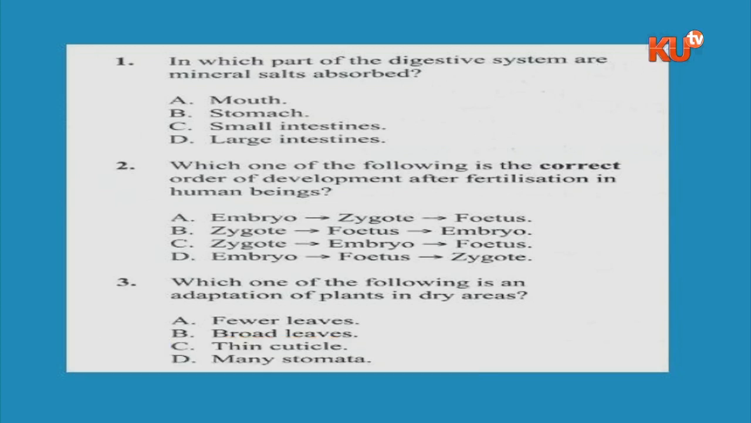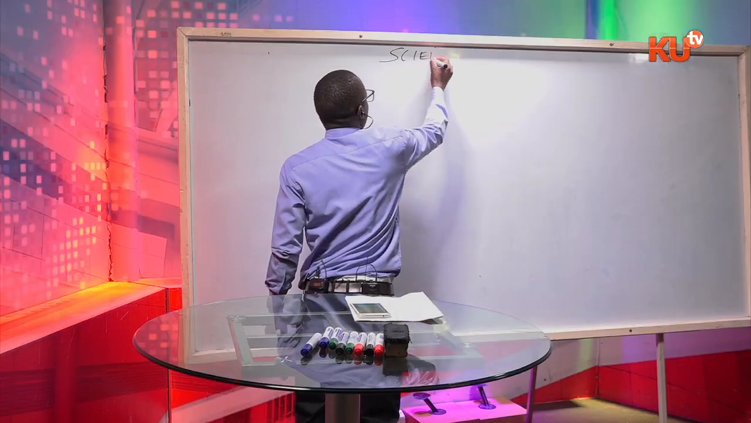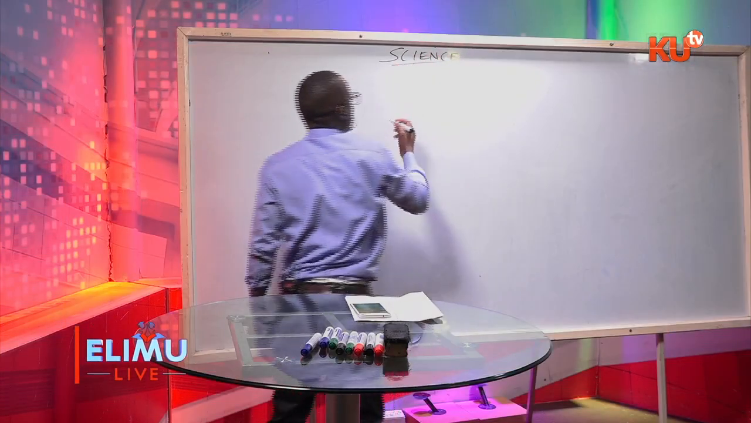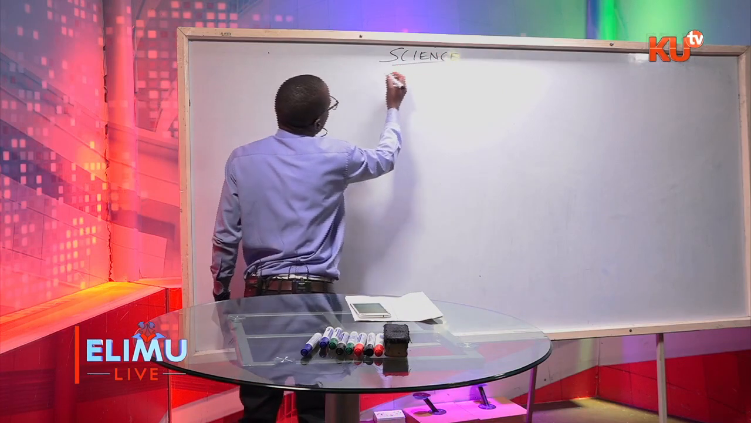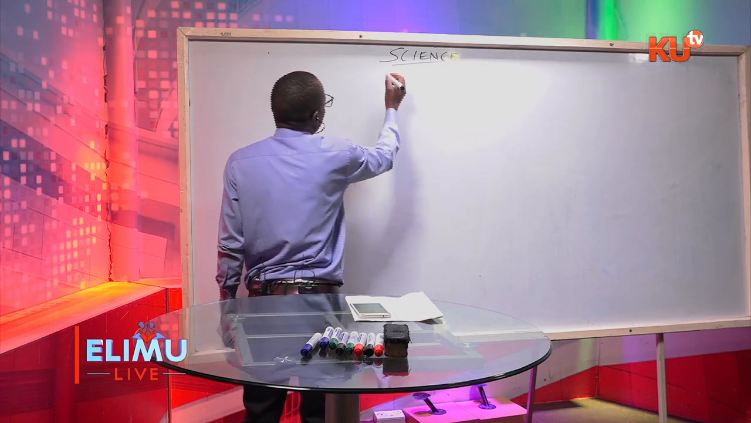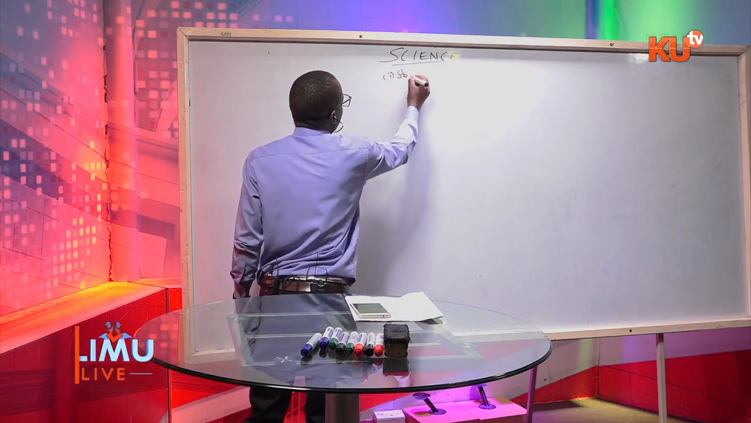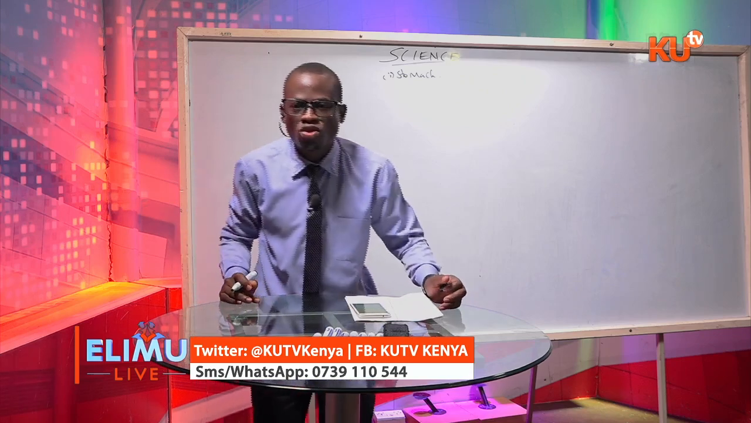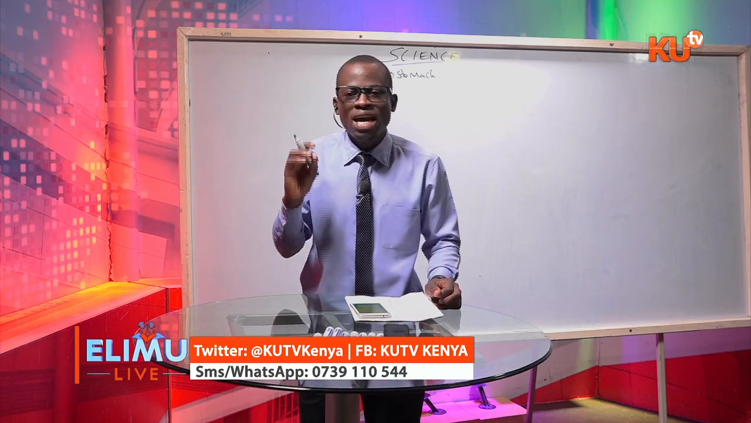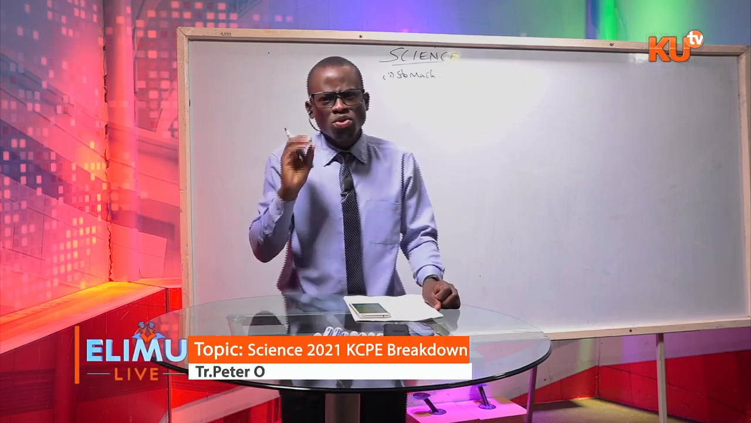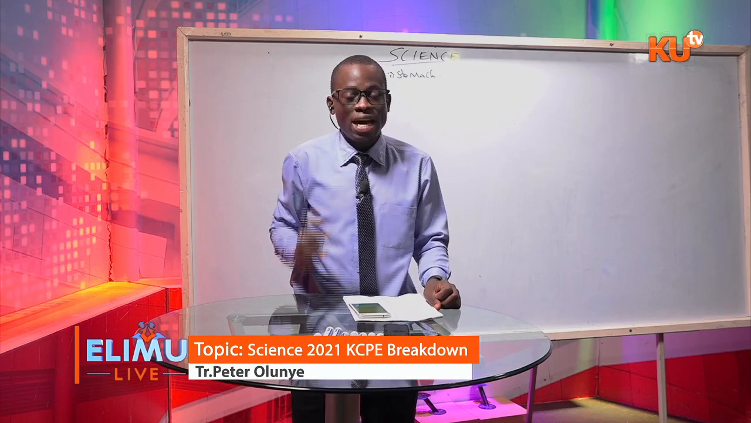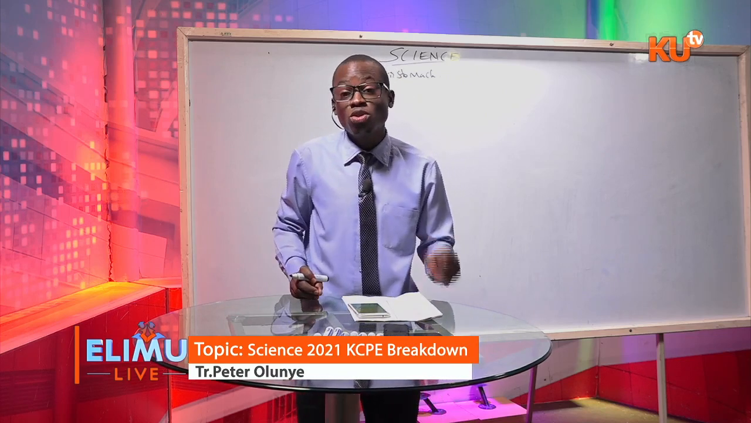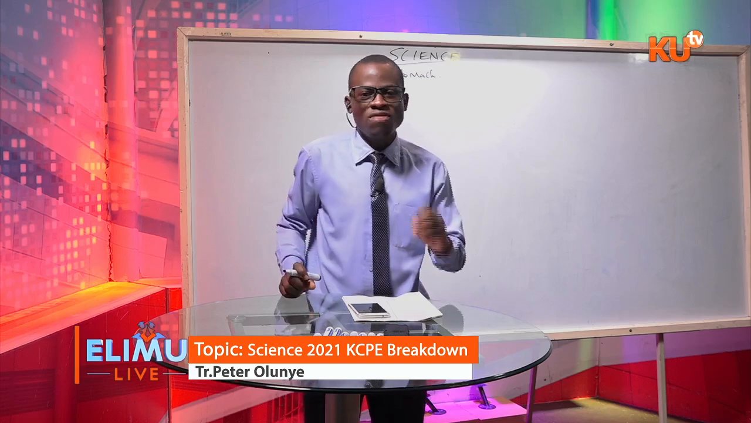But let us look at some of these parts where we have absorption. We have parts where absorption is going to take place. The first part, boys and girls, is the stomach. So there is absorption in the stomach. What is absorbed in the stomach, boys and girls? In this case, we have vitamins being absorbed. Remember, vitamins are not digested. They are absorbed directly into our bloodstream. And that's why you are told to take small amounts of vitamins, boys and girls.